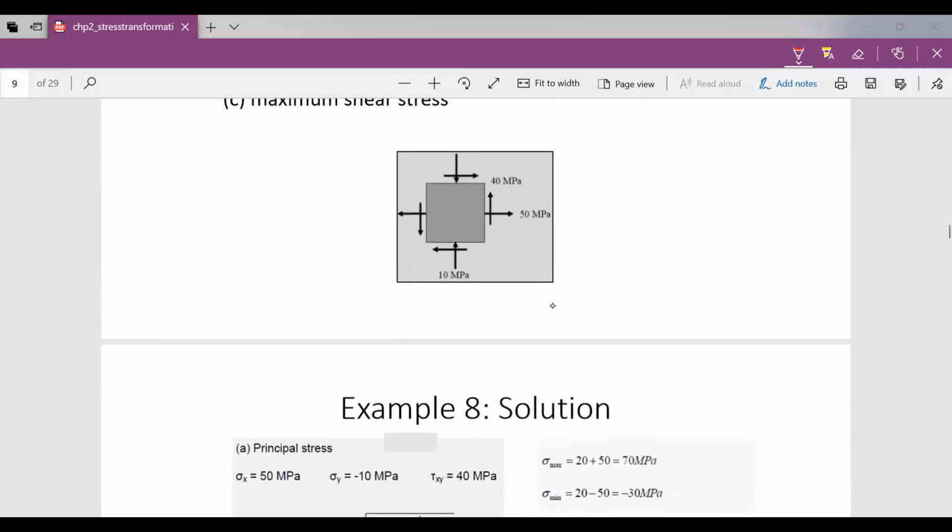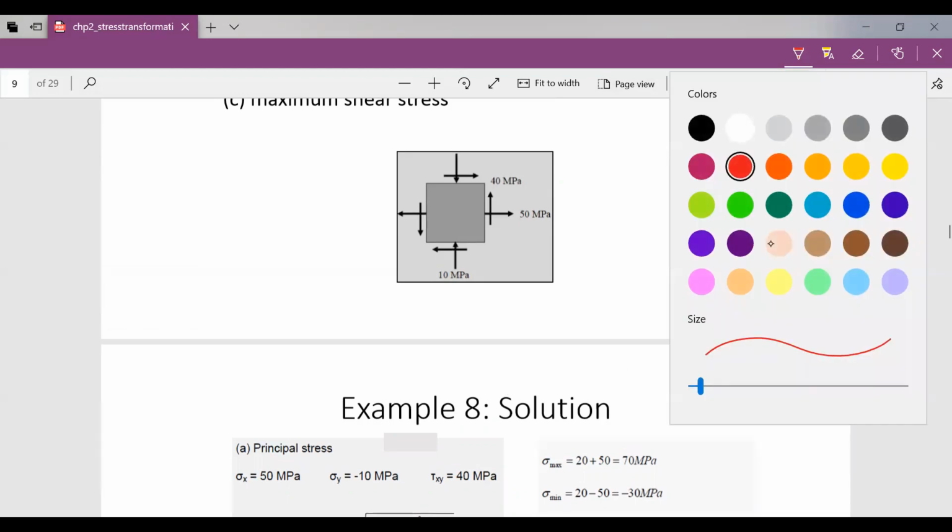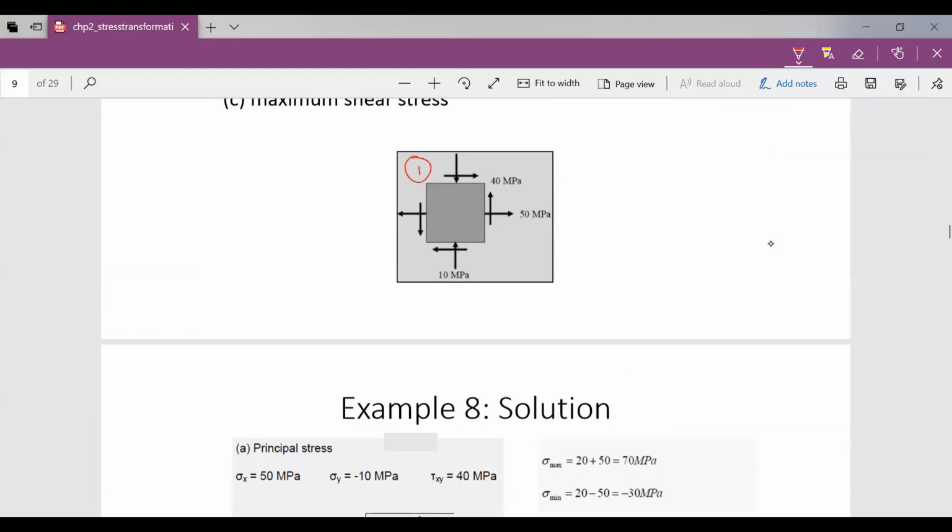By identifying the figure, we can see that sigma x is 50 megapascal and sigma y is negative 10 megapascal. It's going upwards, so it shows negative. How about the tau? The tau is 40 megapascal. As I told before, 1, 2, 3, 4. It plays at 2 and 3, which shows it is positive.